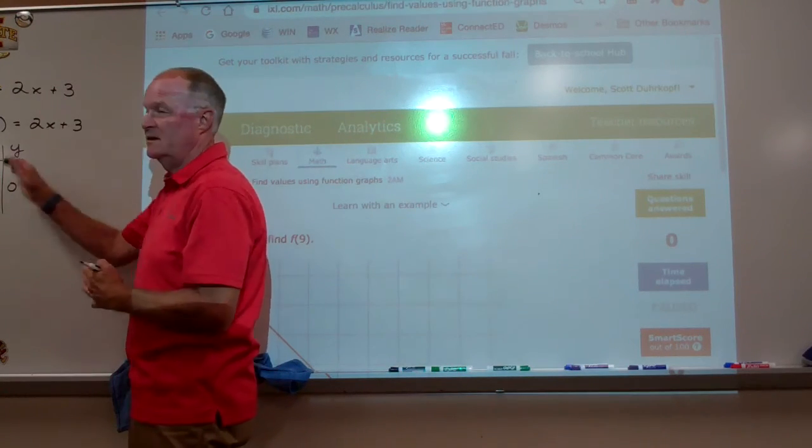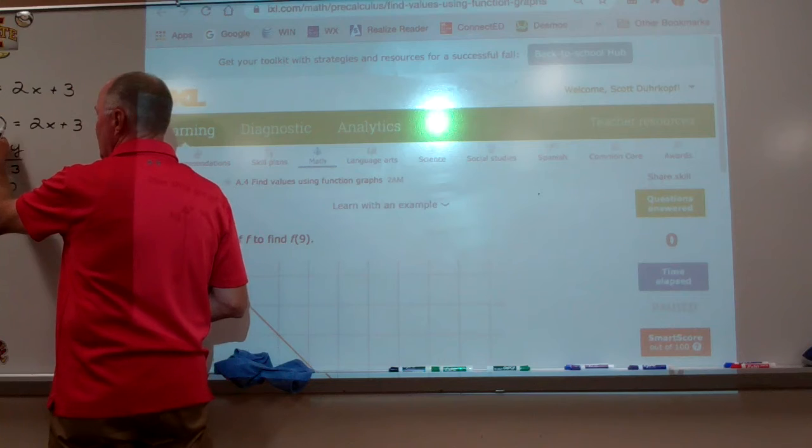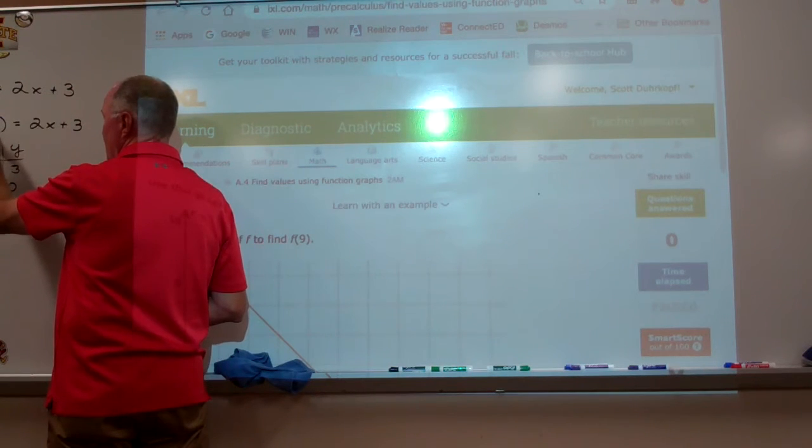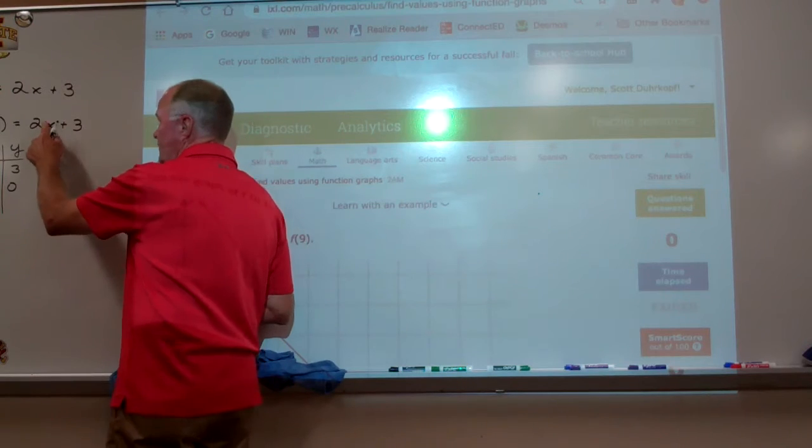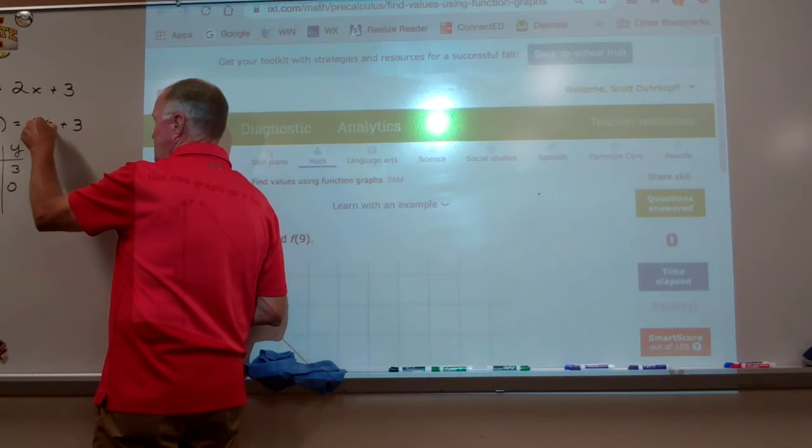One of them is with these. You might also see this kind of thing where I put the x and I plug it in there. That's what that means, and then I put the 3 right there.